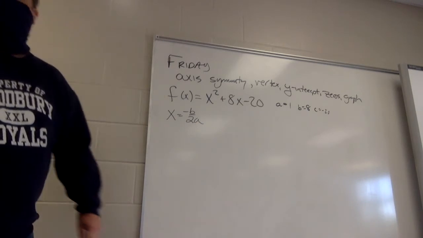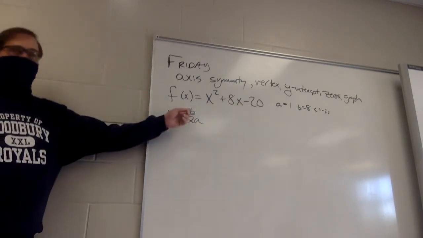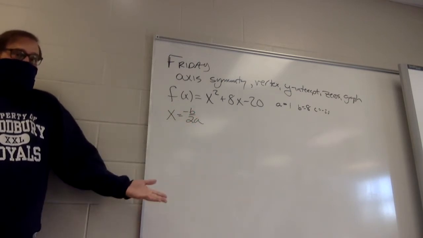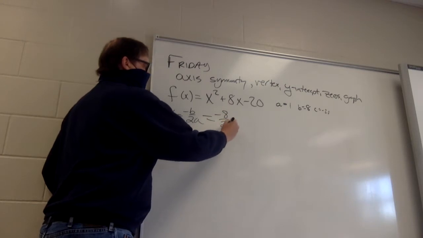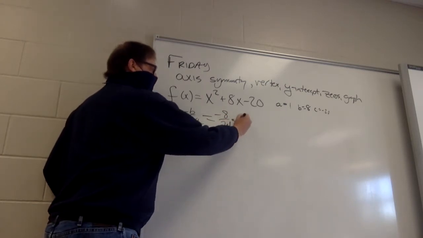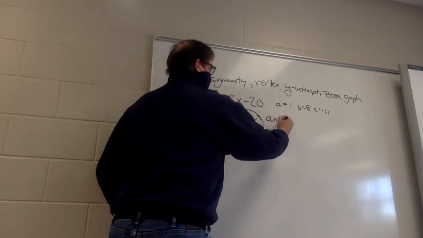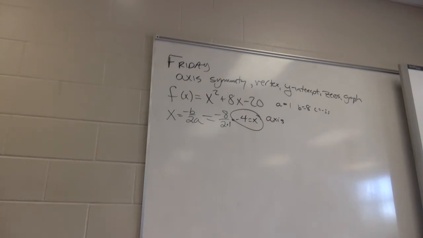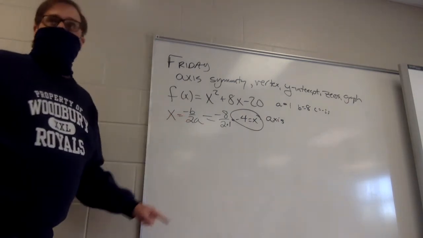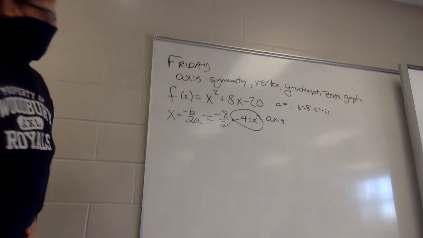X equals negative b over 2a. Please convince yourself this is easy. It's just a number, it's just 2 numbers. It's just negative 8 over 2 times 1, which is negative 4. There is your axis of symmetry. Please convince yourself that's not difficult. You're just doing a formula which you don't have to memorize. A, B, and C, and plug them in.